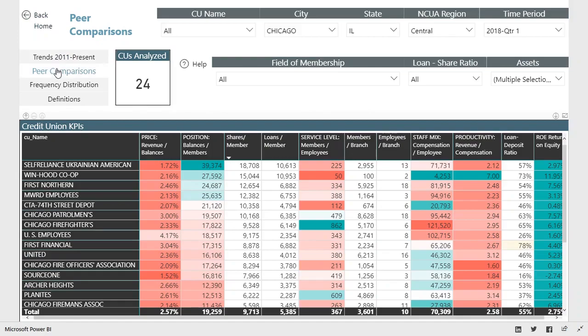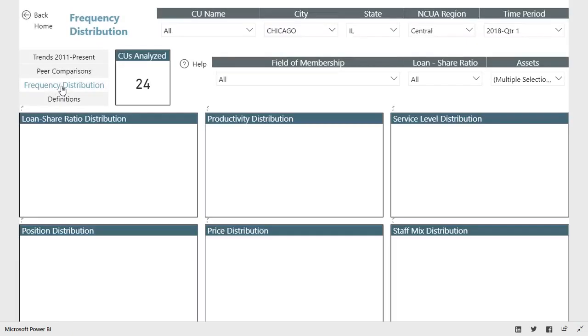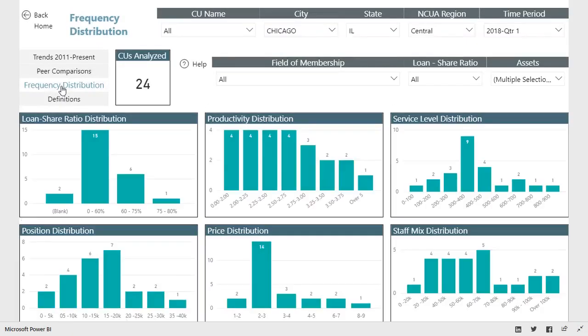Having selected our peers, we can take a look at the frequency distribution of the different KPIs. The purpose of having this is to understand whether there is clustering or whether there is wide dispersion in the results reported at a glance. So you'll note that the filters were all carried through from the previous page.